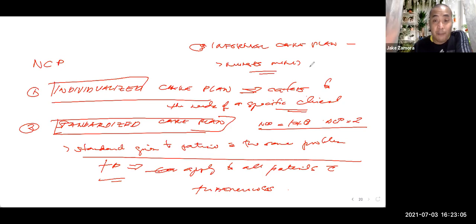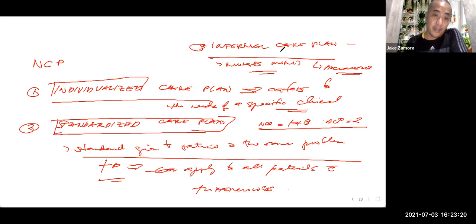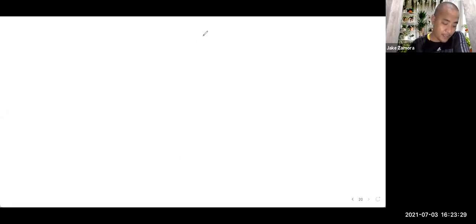But always remember that if you have an informal care plan, after or before your shift ends, you have to document it. Because if you do not document it, it means it has not been done. Are we clear on the individualized, standardized, and informal care plans? These are the different types of plans. Since we are talking about the NCP, there should be a guide when you actually write it.